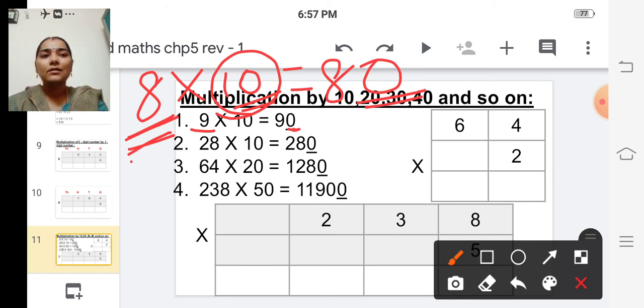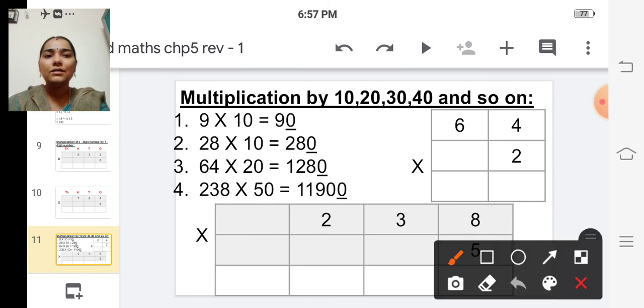Suppose if we multiply a number by 20. So see the second one, 28 into 10. So in the answer we have to write first 28 and we have to write 0 at the end. Okay. So if we multiply by 20, 30, okay, and so on till 90, then what we have to do? We have to write 0 at the end. Okay, we have to write 0 at the end and we have to multiply the remaining number.